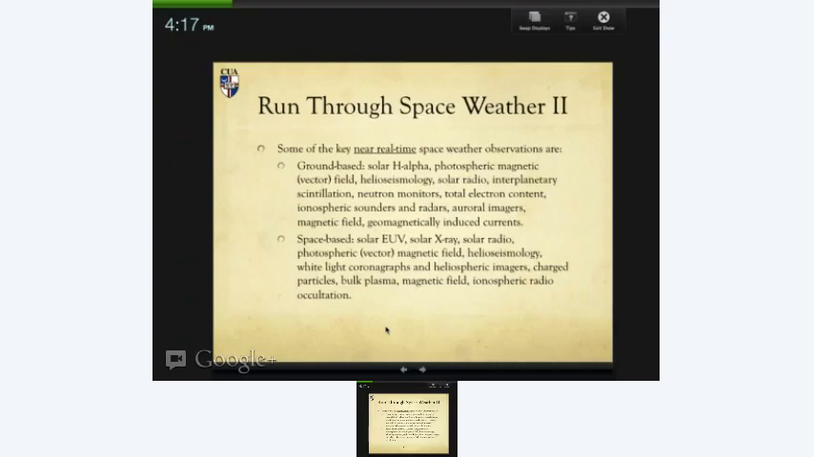So here's a list of both ground-based and space-based near real-time data sources. In the following slides, I'll be going through, in a quick fashion, all these types of measurements, starting from ground-based. We'll go from solar H-alpha measurements through measurements of geomagnetically induced currents, so GICs, which were a problem for the power grids, for example. And then we'll also discuss space-based observations, going from solar UV observations all the way down to ionospheric radio occultation measurements.